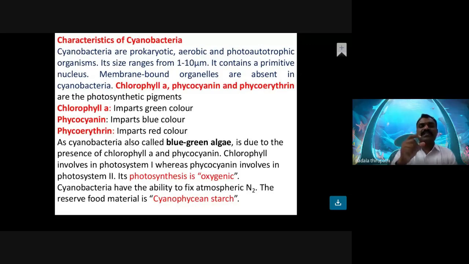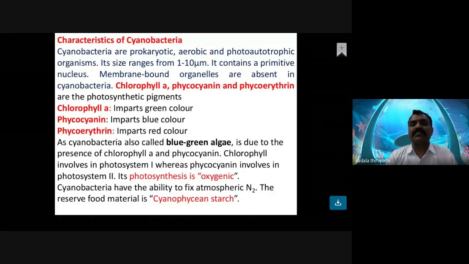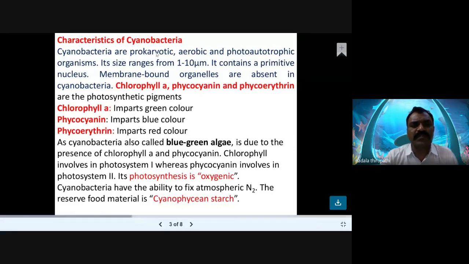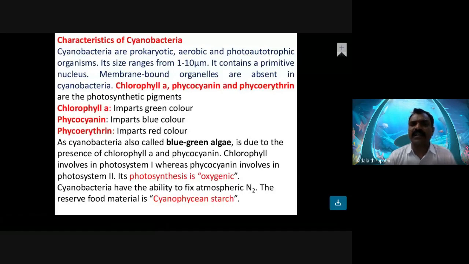The size of the cyanobacteria ranges from 1 micrometer to 10 micrometer. It contains a primitive nucleus. Membrane-bound cell organelles are not present in the cells of prokaryotes or cyanobacteria: endoplasmic reticulum, Golgi apparatus, mitochondria, plastids, chloroplast. Plastids, very good. So these cell organelles are not possessed by prokaryotes.